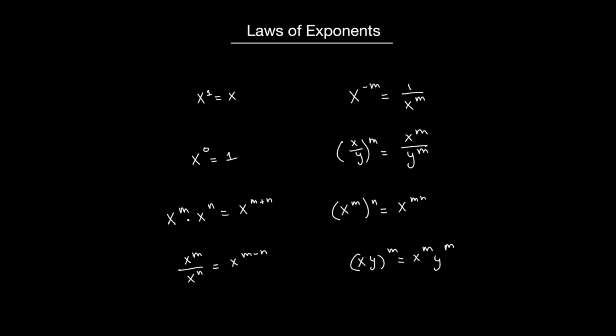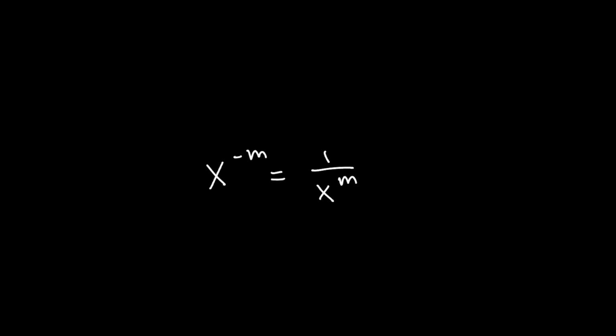The next law on the list of exponents is x to the power of negative m, where m is just a placeholder for any value. X to the power of negative m is simply equal to the inverse of x to the power of m. Or in other words, this is simply 1 divided by x to the power of a positive m.